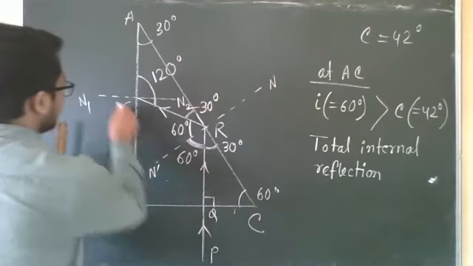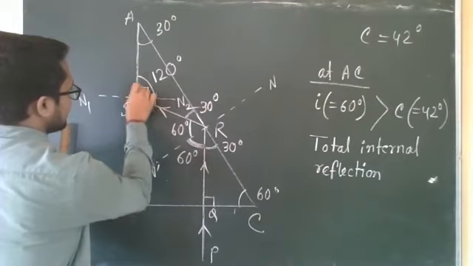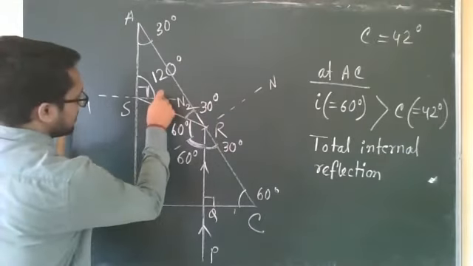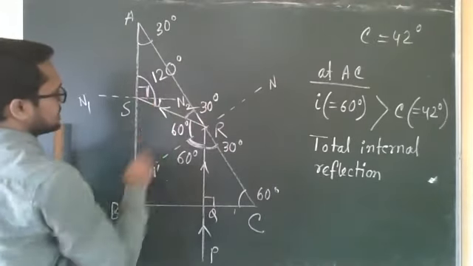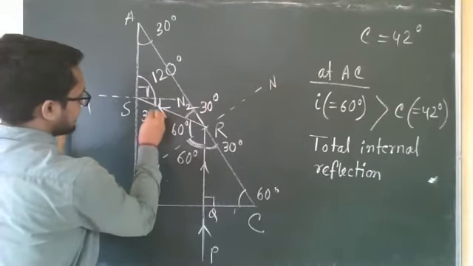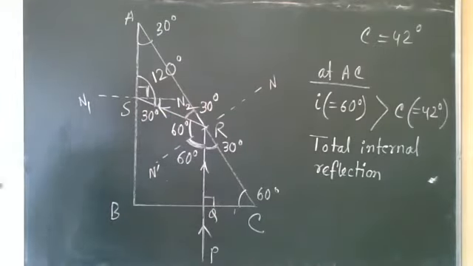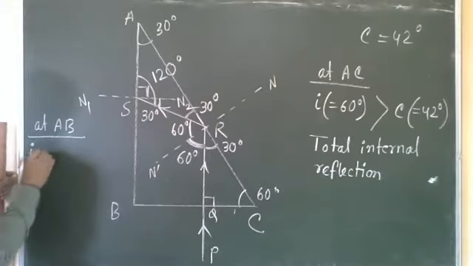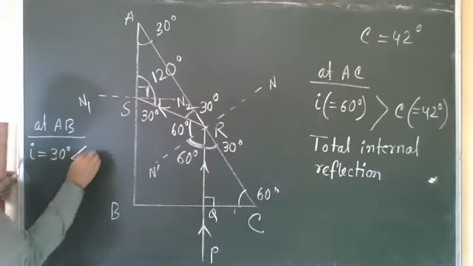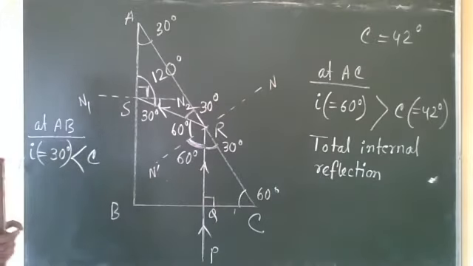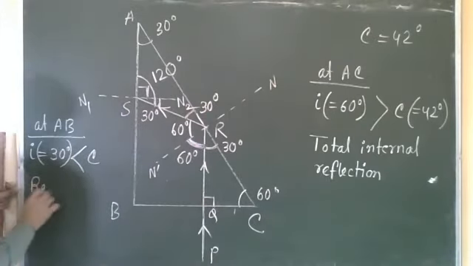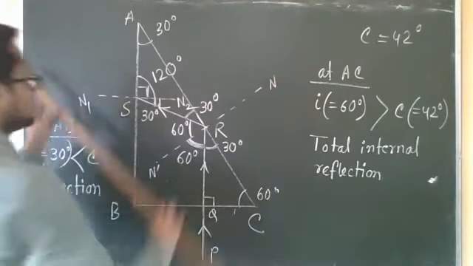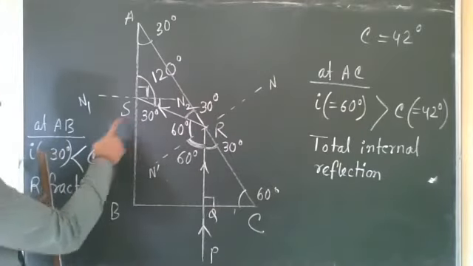Now this is the normal, so this angle is 90. That means this small angle, which is the angle of incidence at surface AB, will be 30 degree. So at AB, the angle of incidence equals 30 degree, which is less than the critical angle. Less than the critical angle means which phenomenon? Refraction.